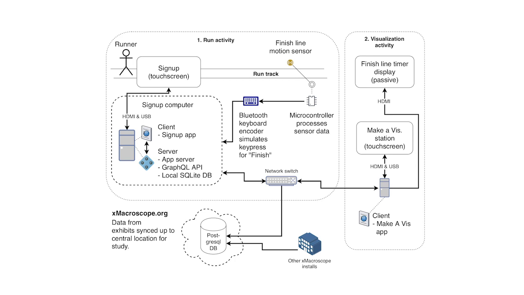Finally, after they exit the run track, they walk over to the Make-A-Viz screen. This Make-A-Viz screen allows them to visualize their data along with all the other runners who've entered time and data points into the system. And they can see how they did compared against different data variables in the run experience. All of this is then captured and stored on a central database and uploaded to a remote database where we can compare and visualize experiences across different installations.